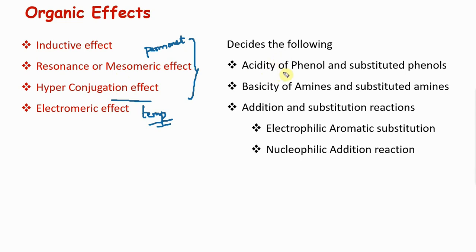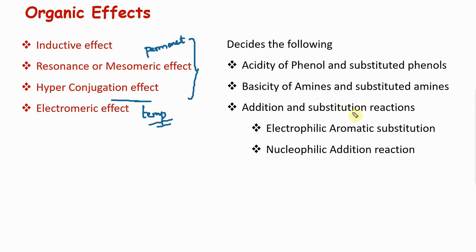The most important thing is acidity of phenol and substituted phenol like nitrophenol, cresol, all those, and they will ask the acidity order. You don't have to do anything. If you practice well, you will know the answer as soon as you see it. These questions are going to save you time. Extremely important. And basicity of amines is the same way. Here we are going to see acidity, here we are going to see basicity. More or less they are similar in most regards.